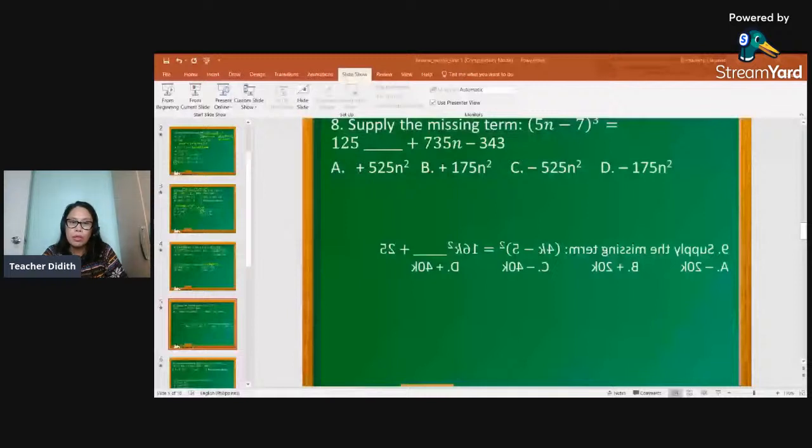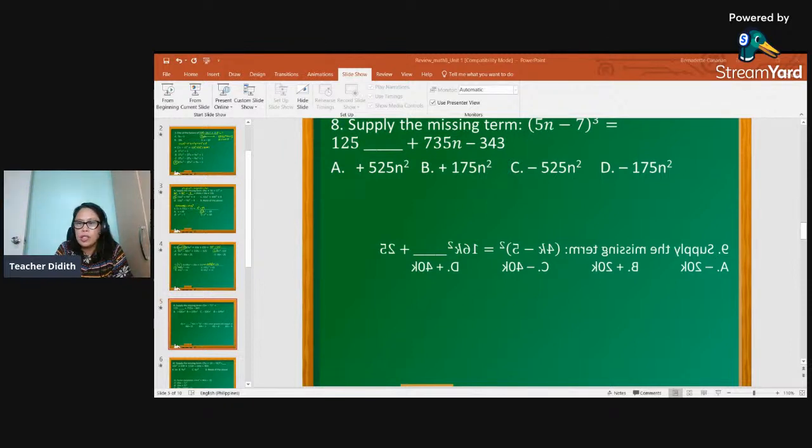Okay. Number 9, supply the missing term. So this is quantity 4k minus 5 squared. So may sagot na sa first term. So 16k squared yung first term. Ang nawawala is yung middle term and then last term is 25. Okay? So what is the square of 4k minus 5?